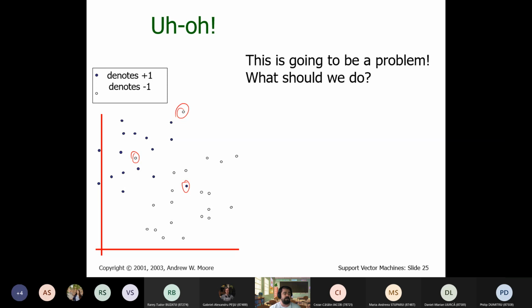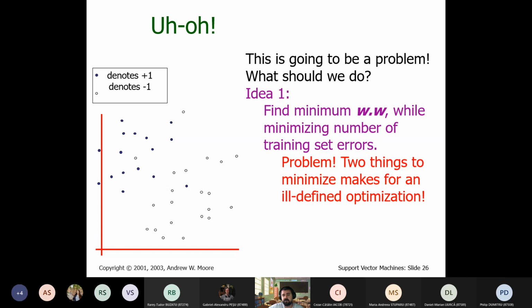Can you say, for example, okay, let's minimize the norm of W while also minimizing the number of errors? Can we define it like this? Does it make sense to be defined like this? So try to separate the data set, but at the same time try to minimize the errors that we might have. So find the minimum W while minimizing the number of the training set errors.